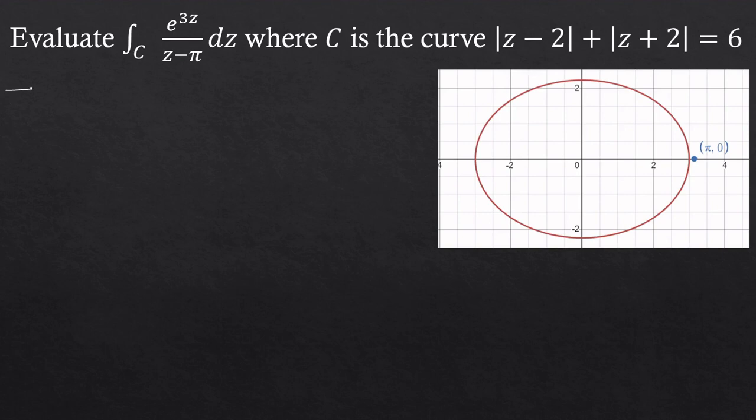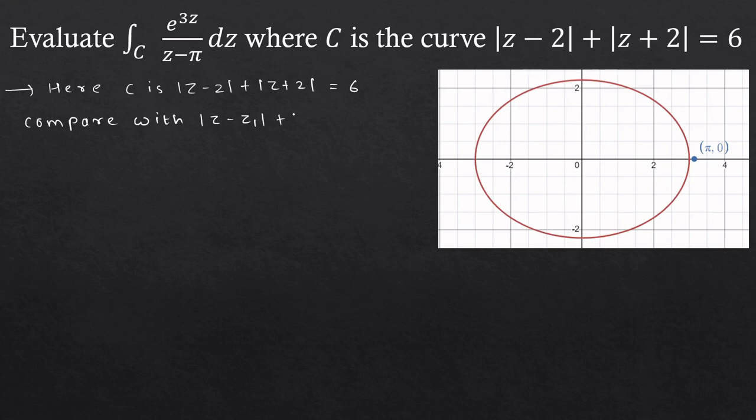Now here, C is modulus of z minus 2 plus modulus of z plus 2 is equal to 6. So this is the equation of an ellipse. We have to compare it with the standard equation: modulus of z minus z1 plus modulus of z minus z2 is equal to 2a. Correct.